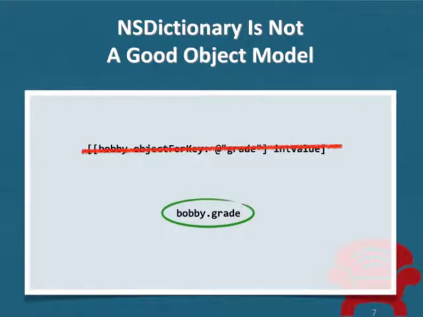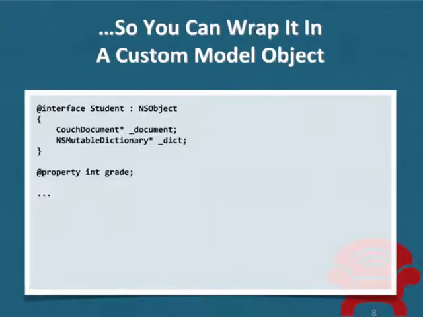So we think, okay, we can take this CouchCocoa document and wrap it in a custom Objective-C class. You can see here we've got sort of a skeleton of that where we've got a class whose instances remember which document they're from and have a mutable dictionary storing the properties. And then we're going to expose those properties as Objective-C properties using the @property syntax.